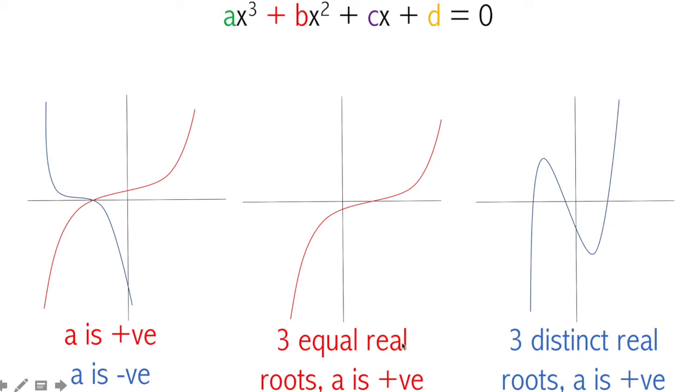If it has three equal real roots, it will not have such a noticeable bend. It will just have a very subtle sort of bend, and the midpoint, or what we call the point of inflection in calculus, would lie on the x-axis if it had three equal real roots. If you have three distinct real roots, it will cut the x-axis at three distinct points. And in both of these graphs, I've mentioned that a is positive because it is increasing from the left to the right.